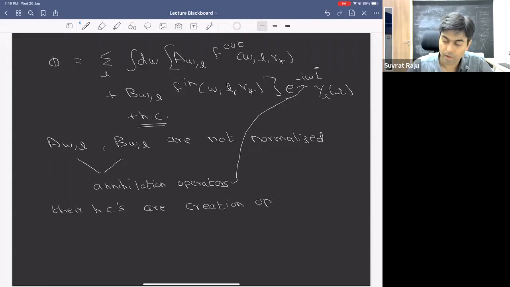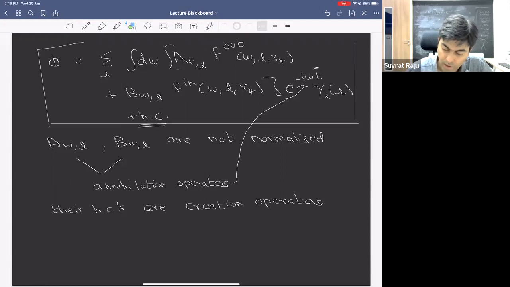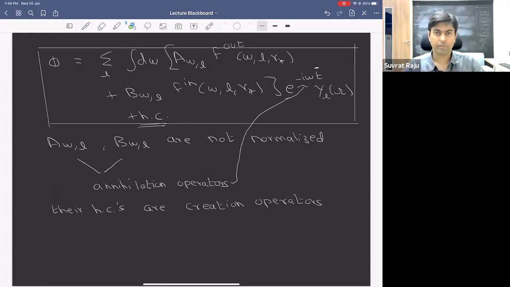So in the end, what we wanted to get to was this expansion of the field, which we have now written down. This expansion of the field is important. And these F out and F in we discussed in great detail. They are solutions of the Klein-Gordon equation. Now let me say one more thing.